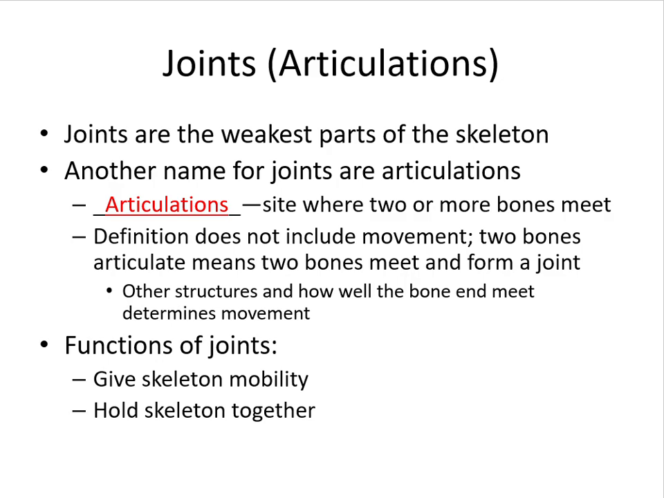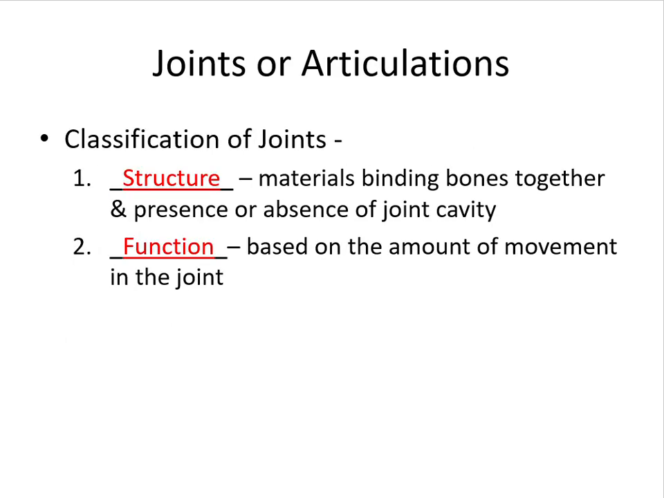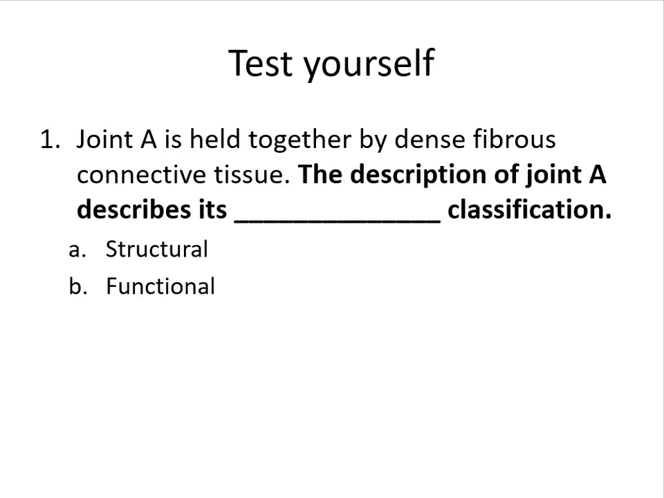Now, when we say articulation or we say joint, we're not talking about types of movement. We're not talking about structural components. We're just really talking about the site where two bones meet. But we can classify joints further. We can look at the structure, the materials binding bones together, and whether or not there is a joint cavity. We can also look at their function, so that's what type of movement they're capable of. So there are structural and functional classifications for joints.